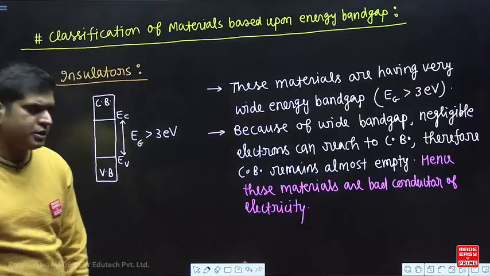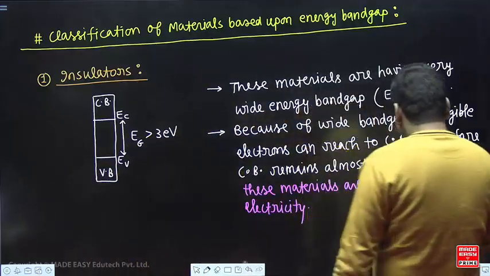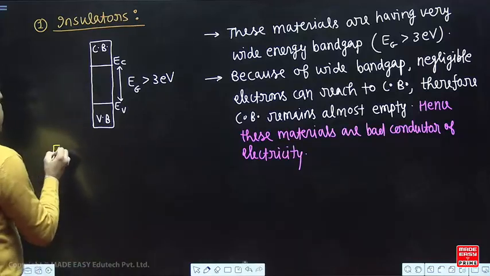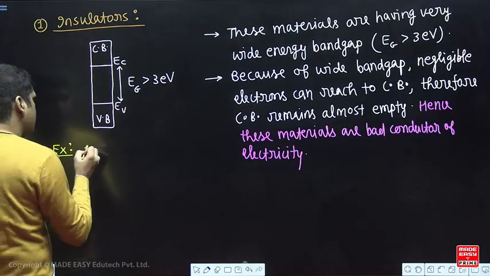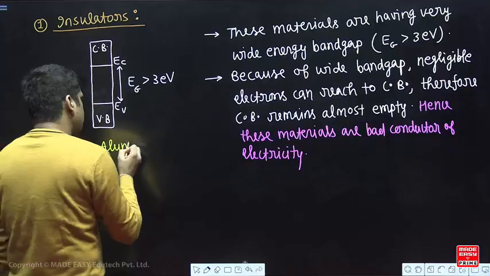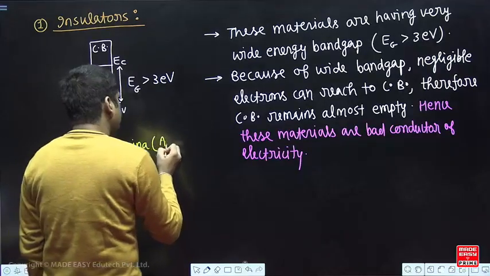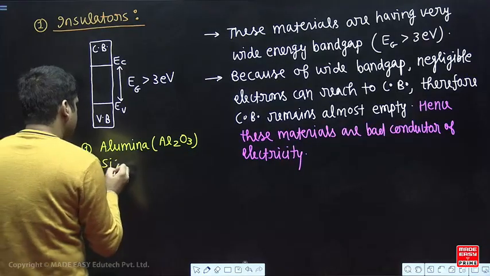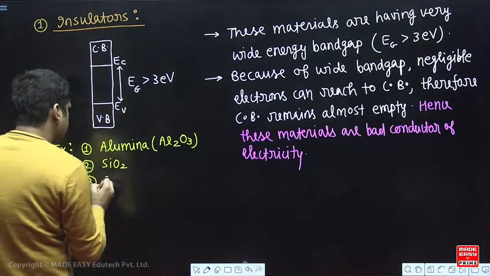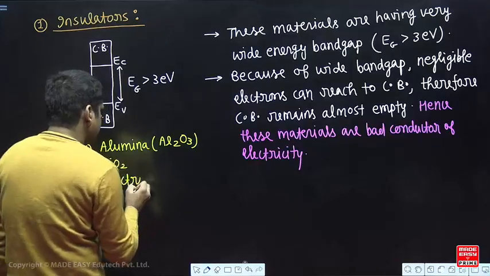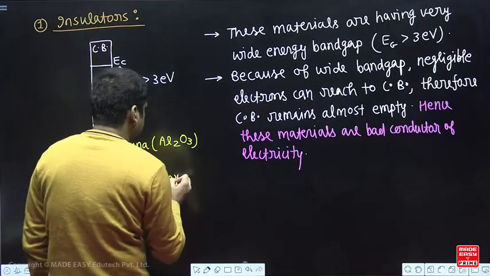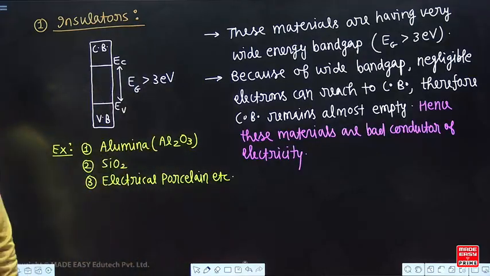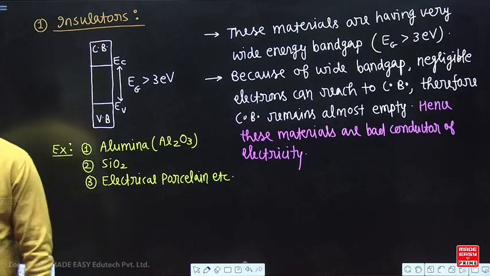So who will provide conductivity? There are certain popular examples of these insulators. One example is alumina, whose chemical formula is Al2O3. Sand, SiO2. Electrical porcelain, known as China clay, is also used as an insulator. These are some popular insulators used in the industry. Please note it down.